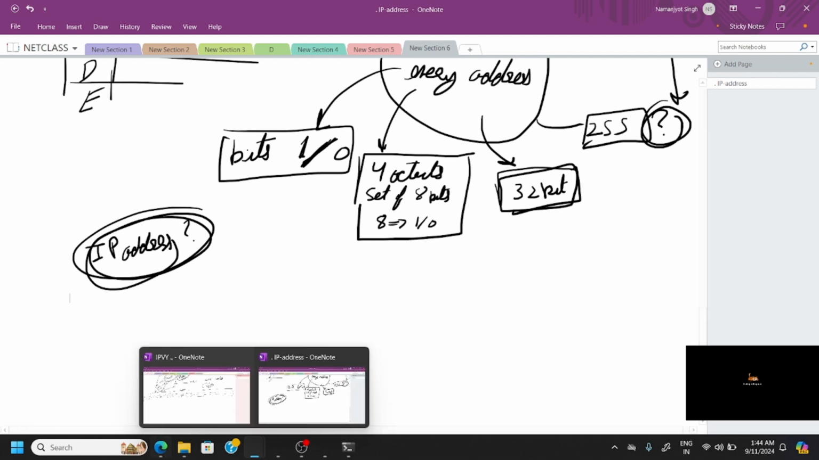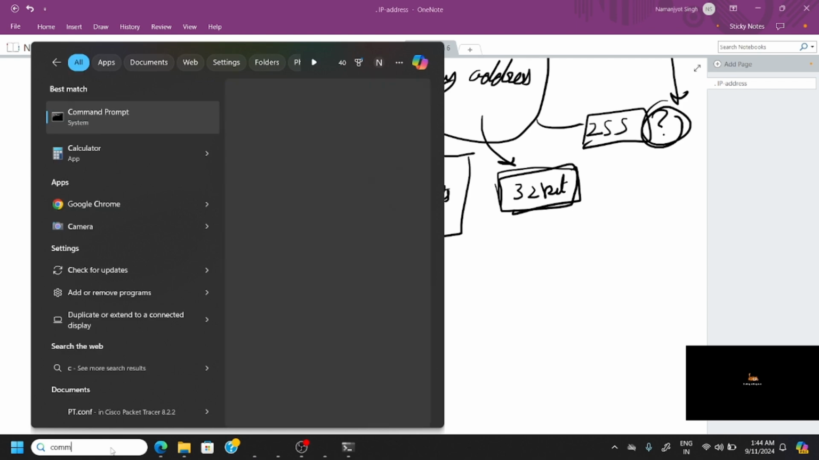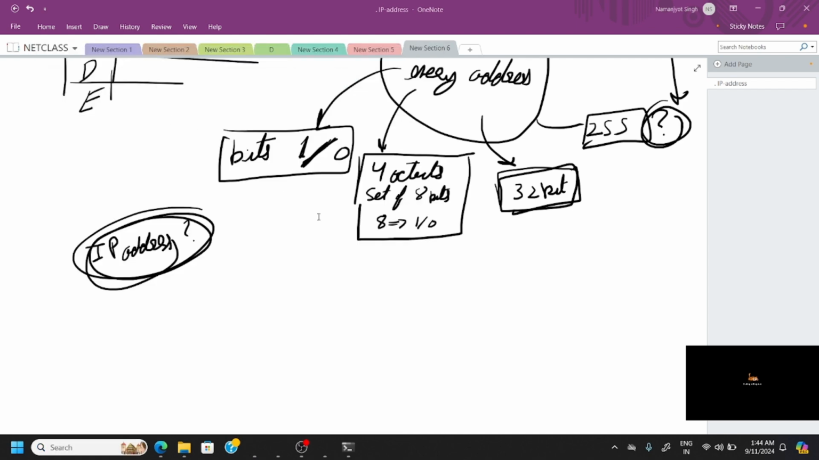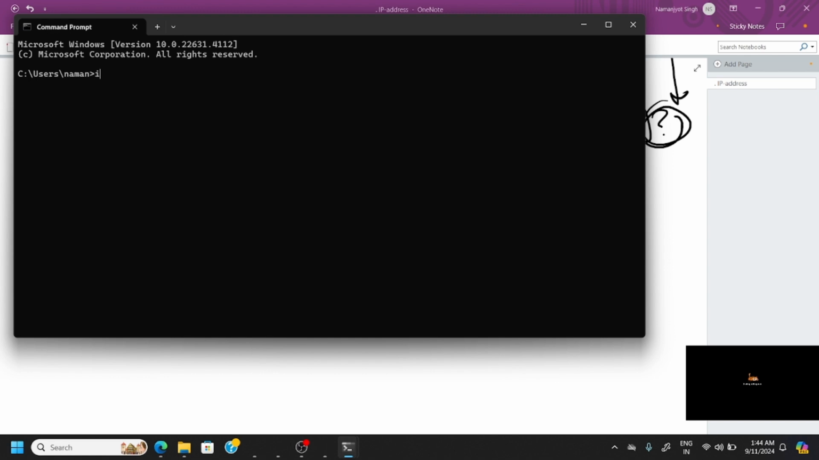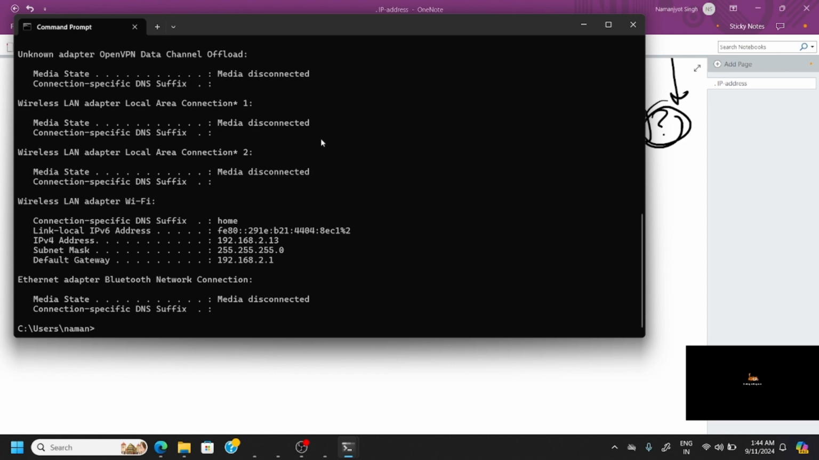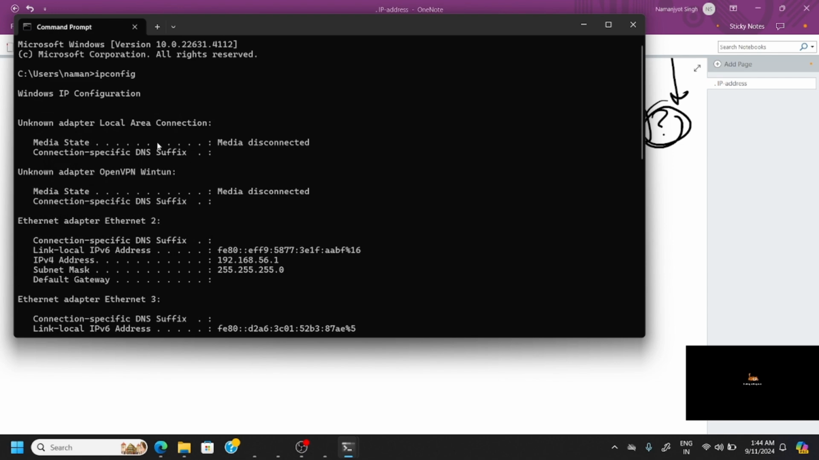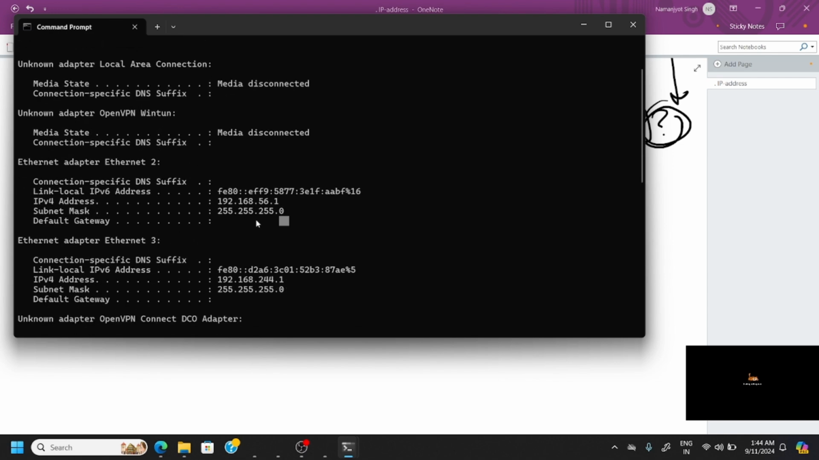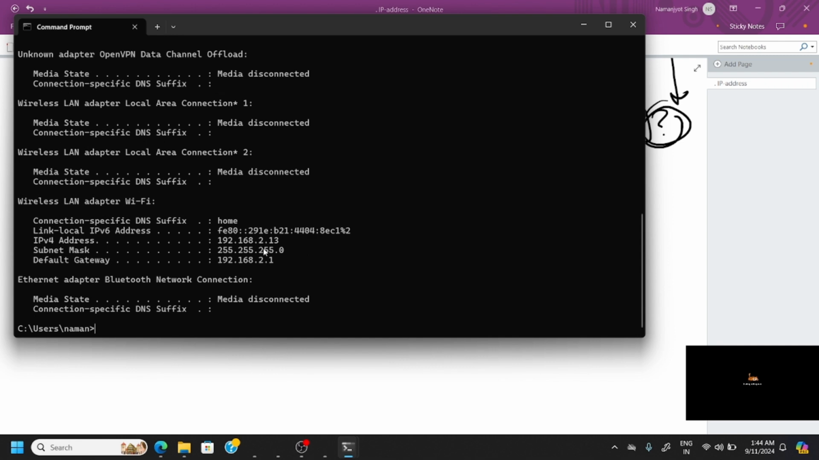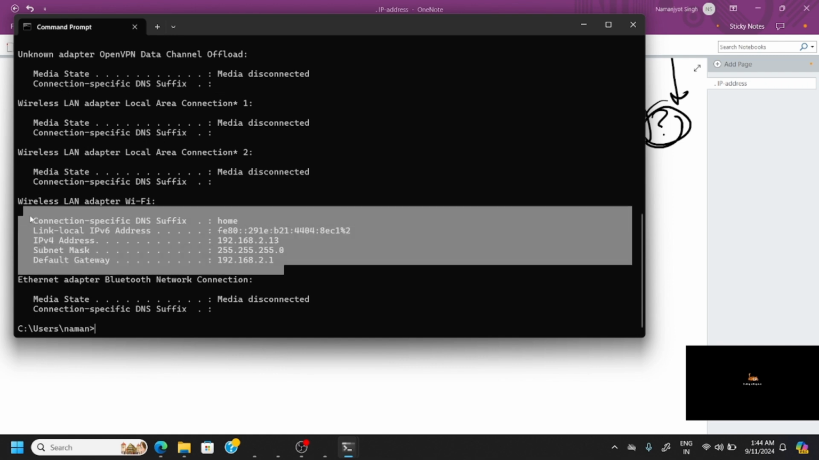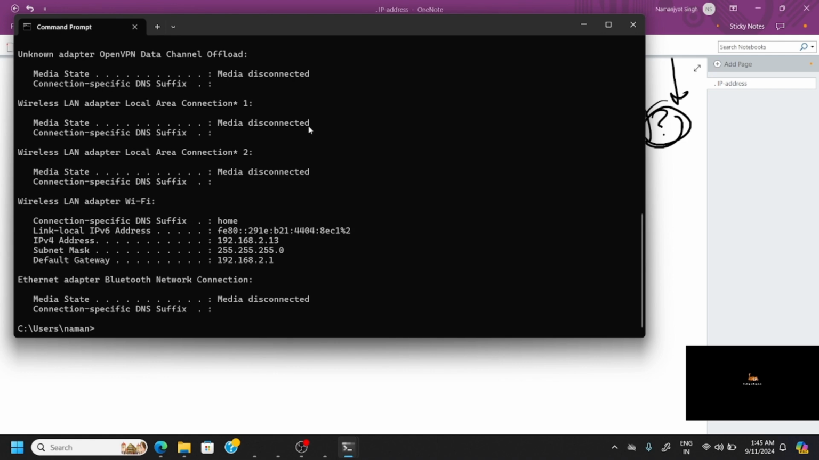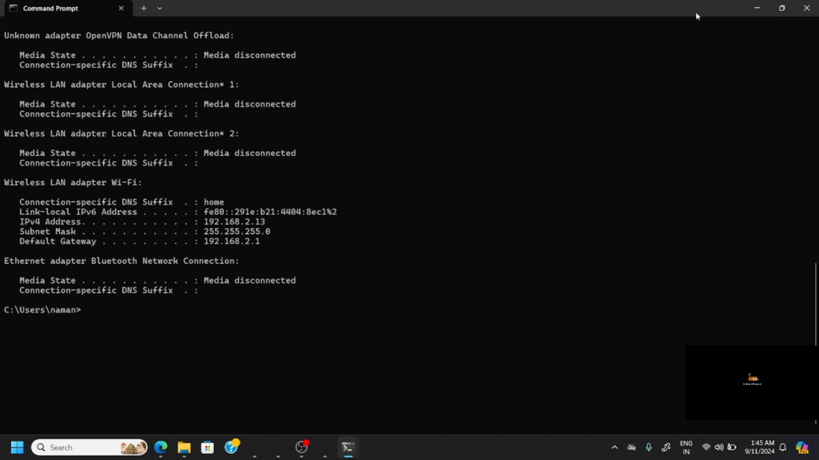Go to the command prompt of your PC. If you are using Windows, type ipconfig. If you are using Linux, type ifconfig. In this output you can see these things. What are these? These are the IP addresses, the things which we use. Okay, let's see.